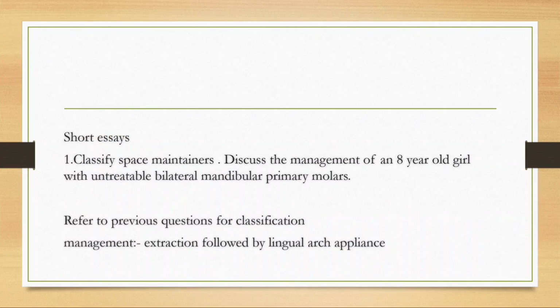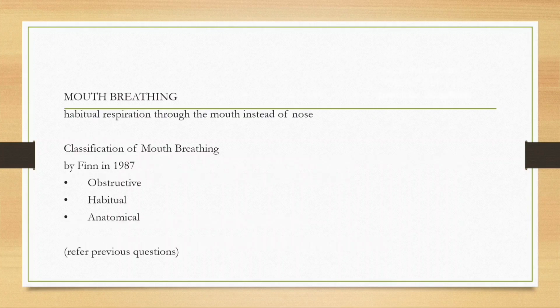Now we have a question on space maintainers: discuss the management of an 8-year-old girl with untreatable bilateral mandibular primary molars. So all are explained previously. You can use a lingual arch appliance. Mouth breathing is already explained. Classification is obstructive, habitual and anatomical.